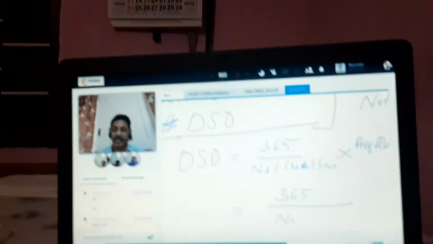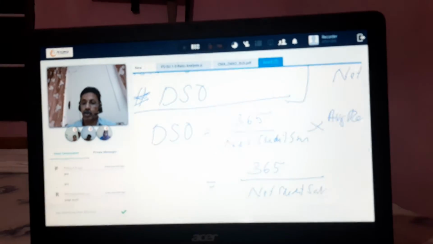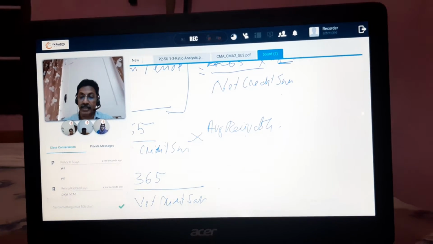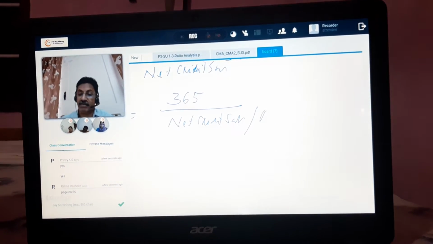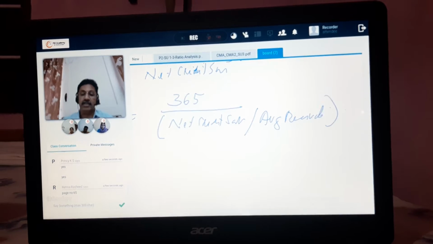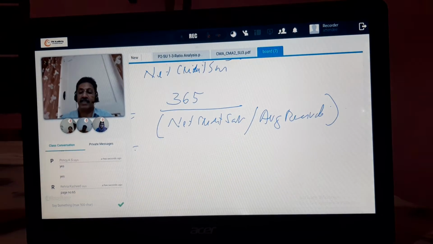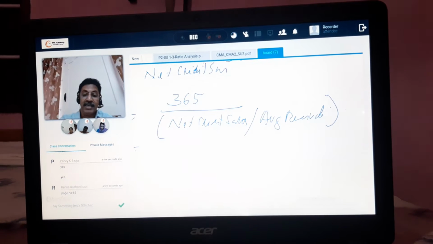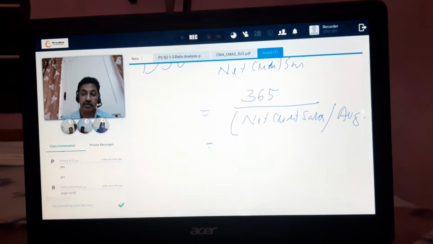365 divided by net credit sales. You can take this average receivable to the denominator, then it will be net credit sales divided by average receivable. This is net credit sales divided by average receivable, which is what you have just seen, the receivable turnover ratio.